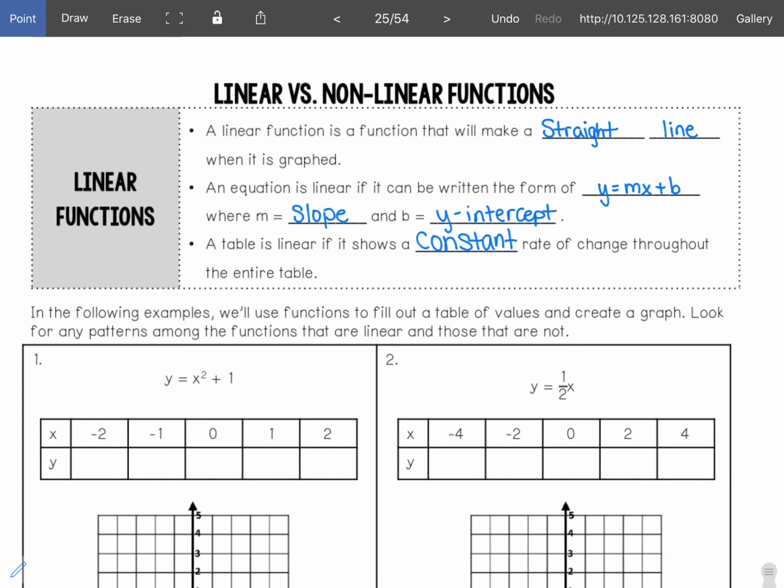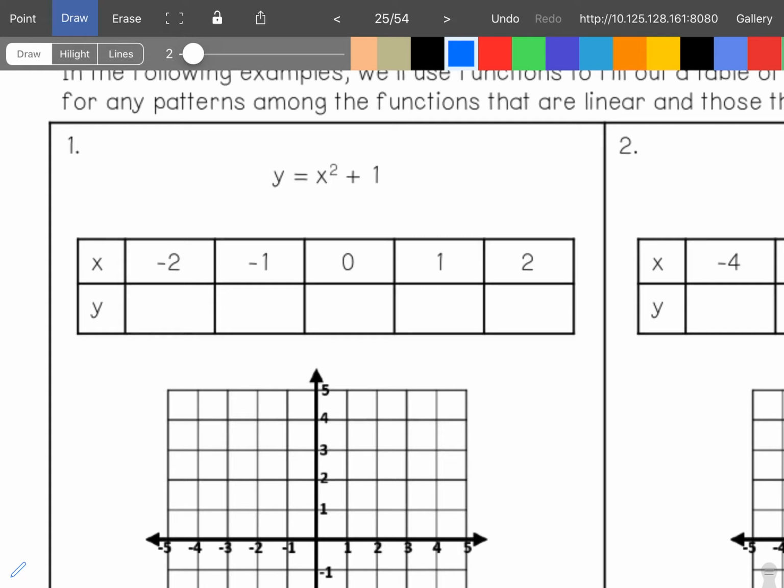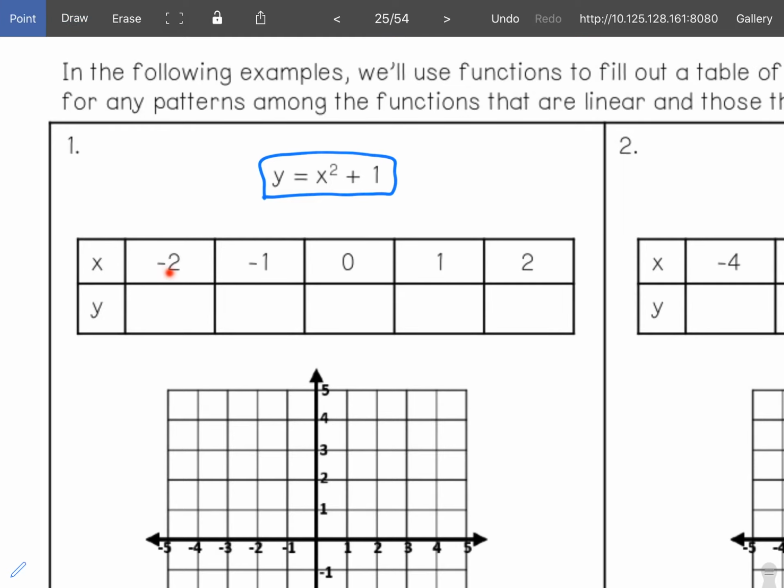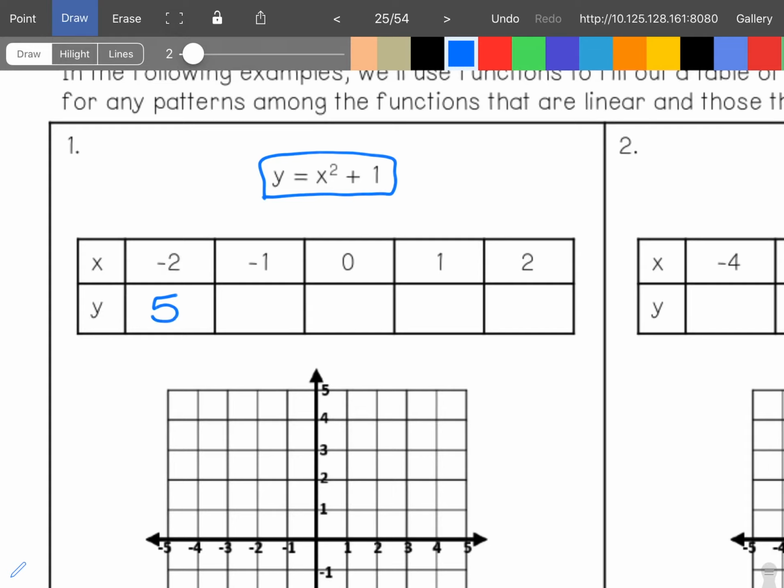Okay, on number 1, we have a table and we have this equation, y equals x squared plus 1. We were given x values and we have to find the corresponding y value. So we're trying to make an ordered pair. So we're going to use our input and put that in for x and work this out, and then we will get our output. Okay, so if we put in a -2 for x and we square it, -2 times -2 is +4, plus 1 would be 5.